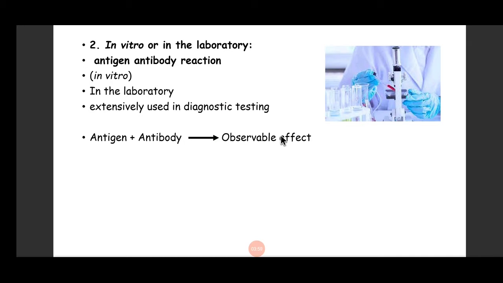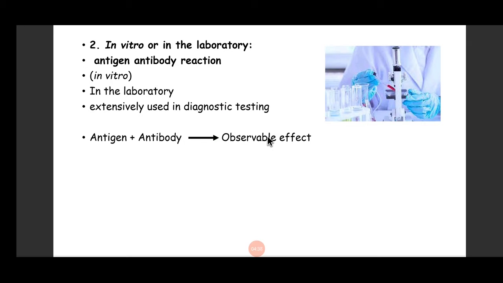filter it. The only way to know whether antibody is there or not is to interact it with antigen, and it will give some kind of observable effect. And by that, we can know that antibody is present in a specimen. And we can do the opposite also. We can have antibody in our lab, and if we want to detect an antigen, we will add the specimen into the antibody, and we will look for the observable effect. Is that clear? So antigen-antibody reaction can be used to detect either antigen or antibody.